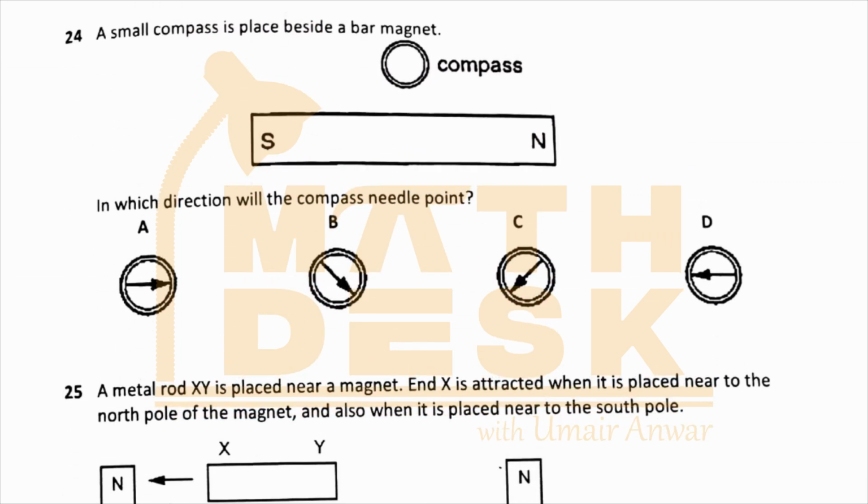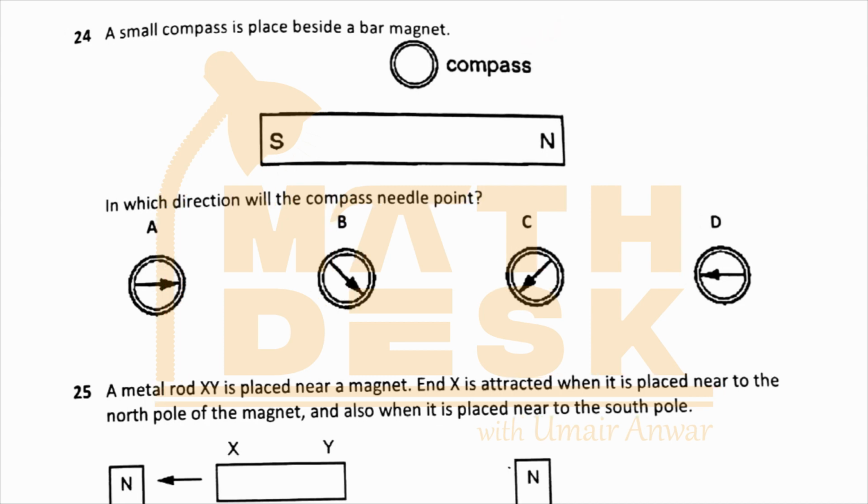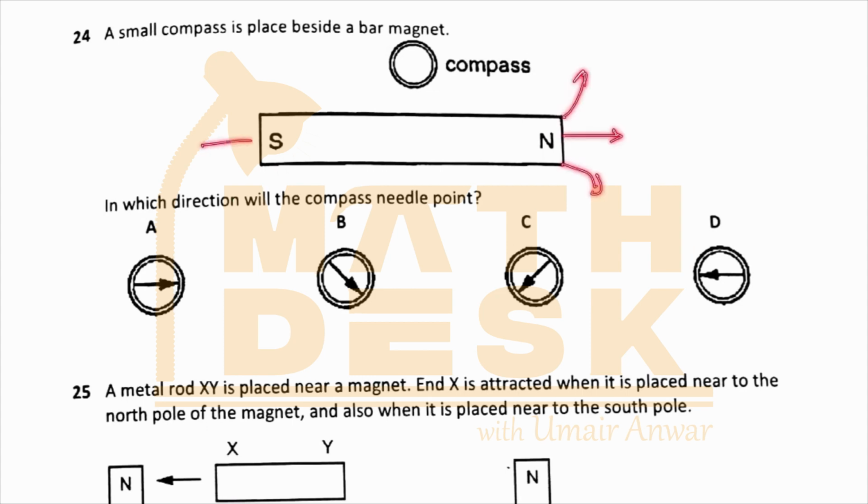The next question says a small compass is placed beside a bar magnet. In which direction will the compass needle point when the compass is placed here? So we know that the magnetic field lines come out of the north pole and they enter the south pole. So for this compass, the correct direction would be D, because the needle would be pointing like this at this place where it is placed, away from the north and towards the south.